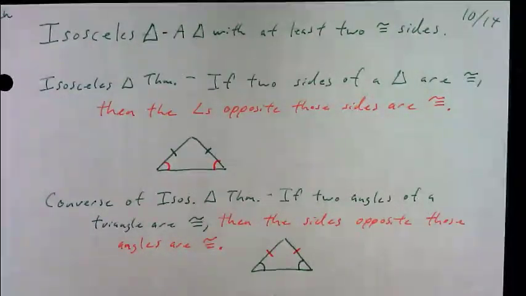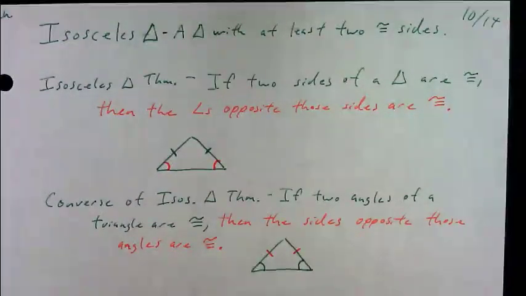Now, I color-coded these a little bit as well to go with the diagrams. But the first one, the definition: all you know when you have an isosceles triangle is the fact that at least two of the sides are congruent. So, an isosceles triangle is a triangle with at least two congruent sides.